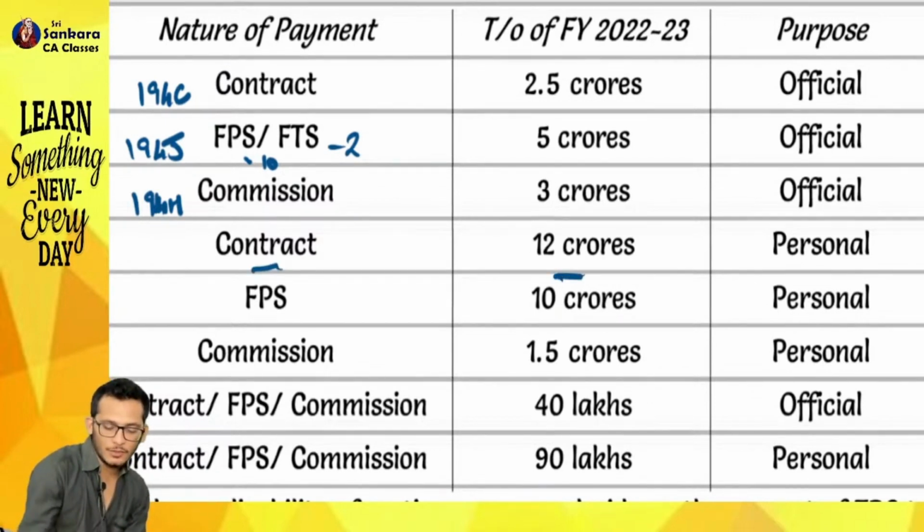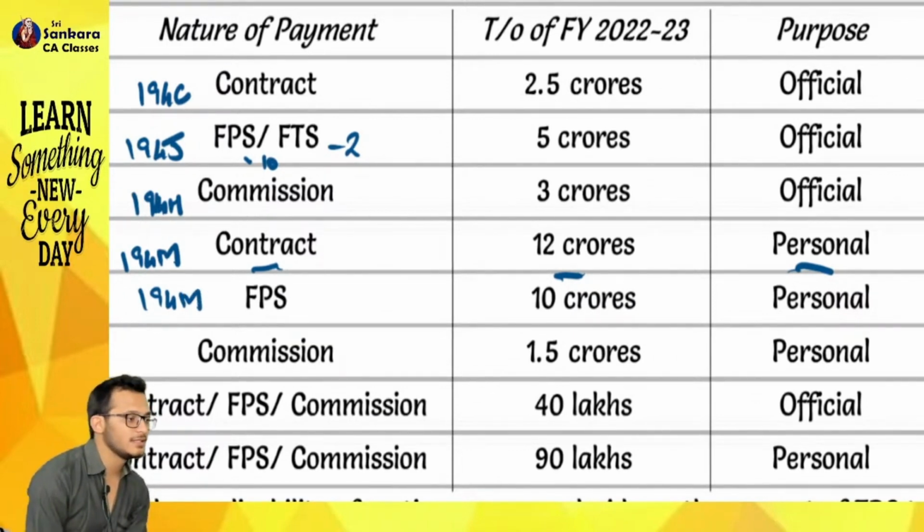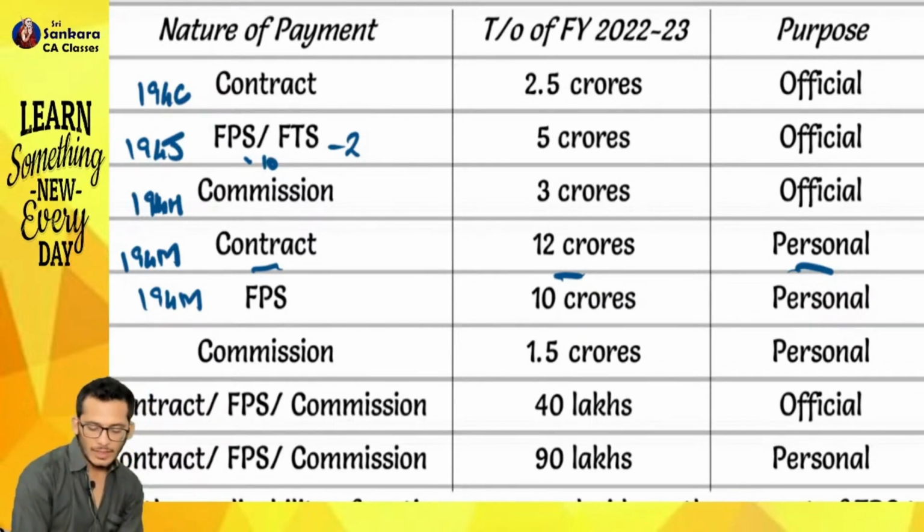Contract payment 12 crores personal payment. 194M. Threshold limit is 50 lakhs. TDS rate is 5%. FPS 10 crores personal. 194M. Personal nature. Threshold limit is 50 lakhs. TDS rate is 5%.